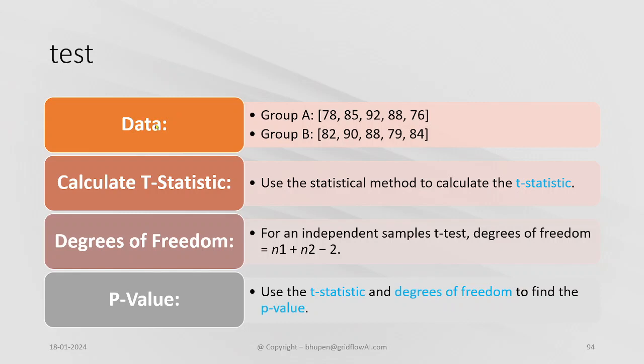Now, when you conduct a test, you need some sample data. Let's say the scores for group A and scores for group B here. Then we use a statistical method, let's say t-test, on this data, and we get the t-statistic. Now, using the t-statistic and also the degrees of freedom, which is another statistical concept, which in this case is the length of group A plus the length of group B minus 2, that gives you the degrees of freedom. With these two measures, the t-statistic and degrees of freedom, we get the probability value or p-value.